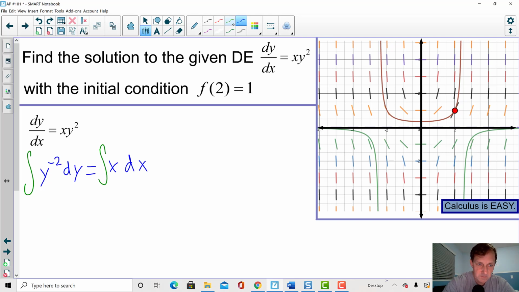All right, let's do these integrals. On the left side, I'm going to add 1 to the power and then divide by that new power. Same thing on the right side: add 1 to the power and divide by that new power. I do need to put a plus c on one of the sides. I'll do it on the right side.